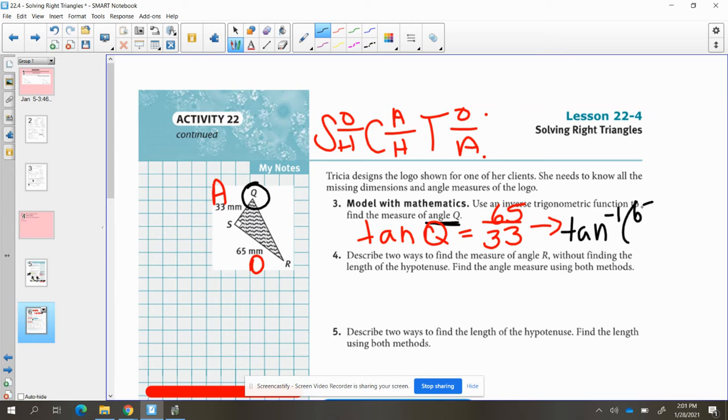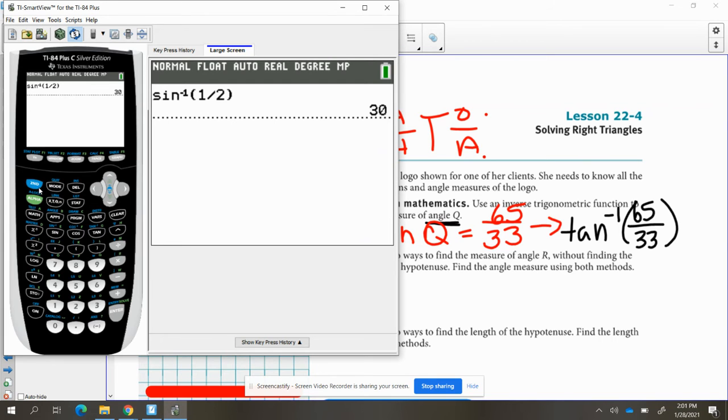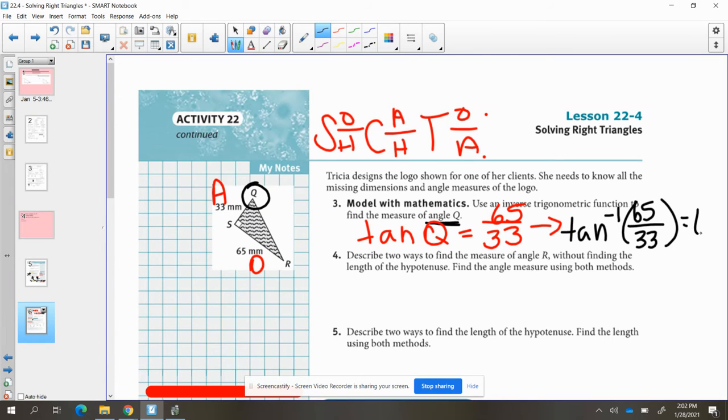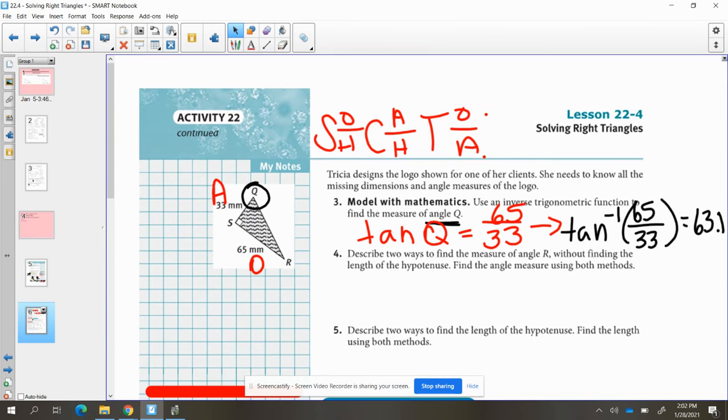And we're just going to type in this fraction in order to get that angle measure. So we would say second button, tangent of 65 divided by 33. 63.1 would be our answer, degrees, because angles are measured in degrees.